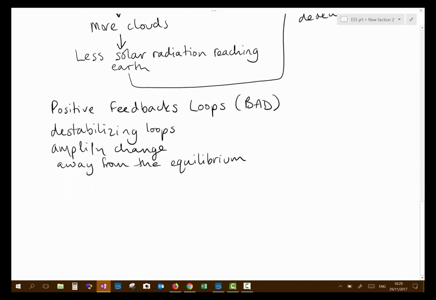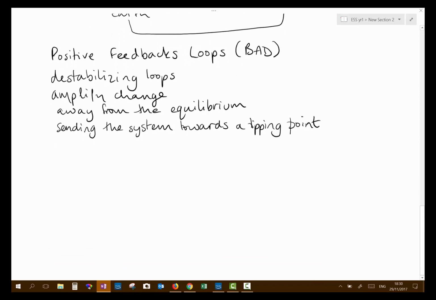And so they can actually end up sending the system towards what we call a tipping point. But we'll come back to that idea. Okay, first of all, we're just going to get some examples of positive feedback loops. Okay, and we're going to use the global warming examples again. Okay, so we've got temperature increasing.